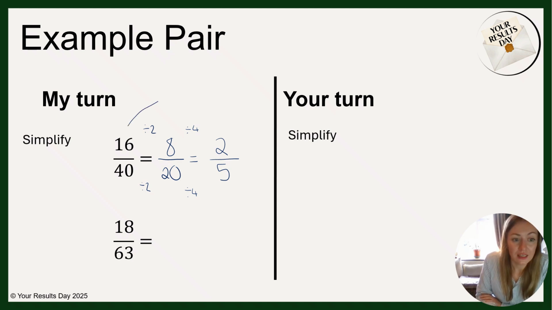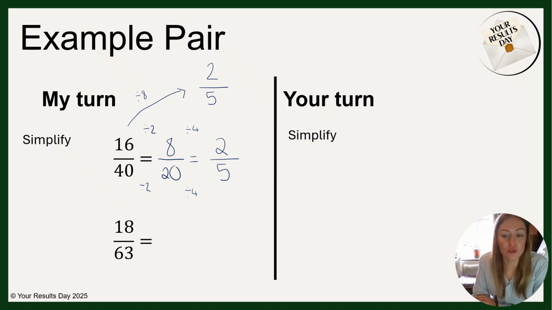However, if you're more confident in your times tables, you may have noticed that both of these are in the 8 times table, and you could have done 16 divided by 8 is 2, 40 divided by 8 is 5, and jumped straight to the final answer, straight to the simplest form. In your exam, it doesn't matter which method you use. If you need to take smaller steps to get to the final answer, that's absolutely fine, and it's better that you work with what you can manage and get it right than try and do it all at once and get it wrong. So if you're not as confident with your times tables, take smaller steps when simplifying.